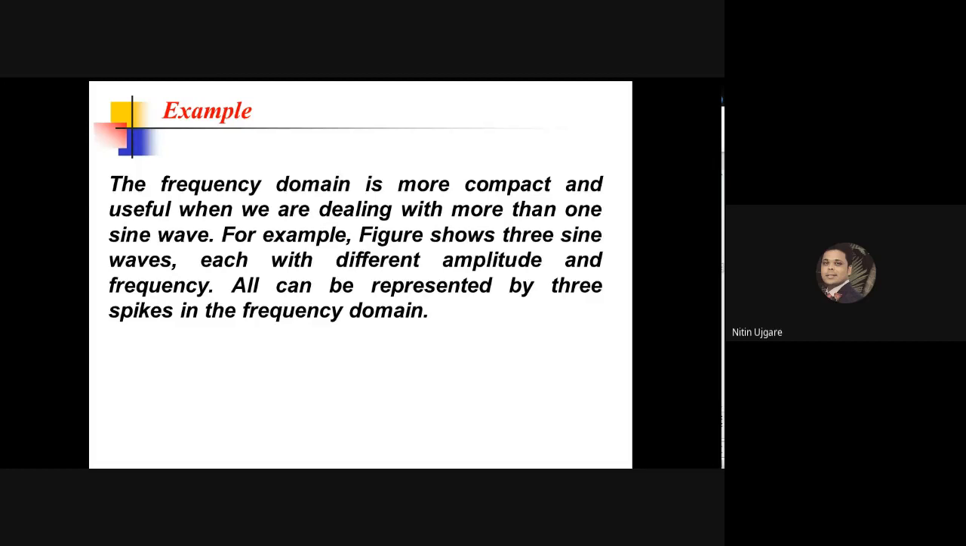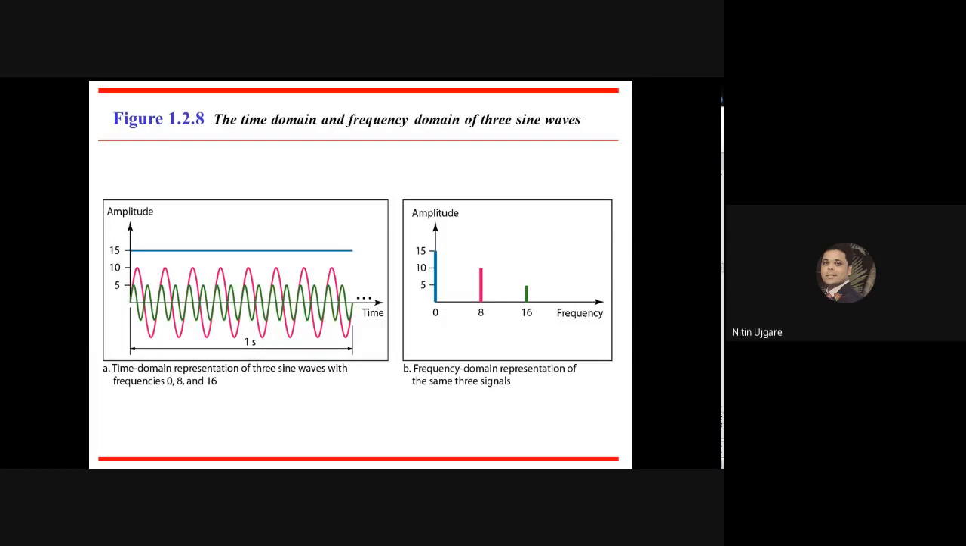In the next slide we are going to see how 3 sine waves, each with a different amplitude and frequency, are represented by using 3 spikes in the frequency domain. Okay, so let's see the first figure. It shows the time domain representation of 3 sine waves: one pink, then green, and this blue.